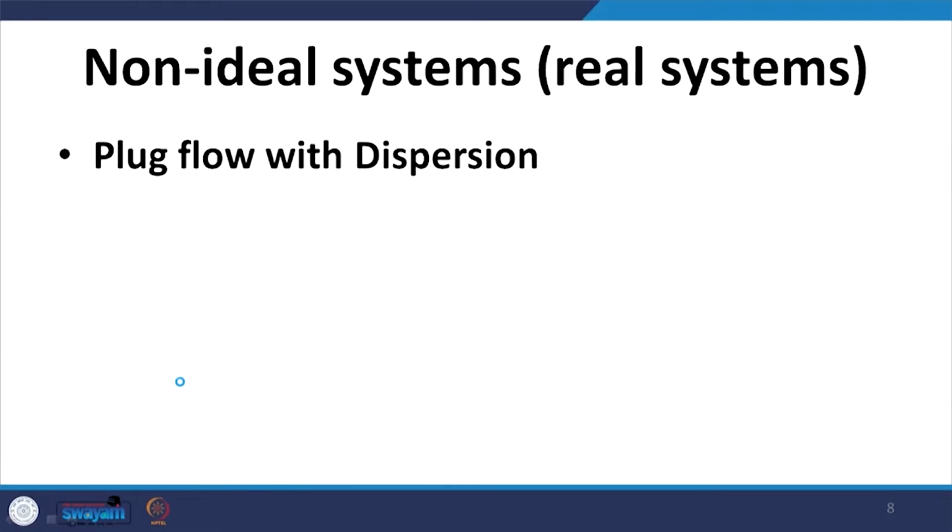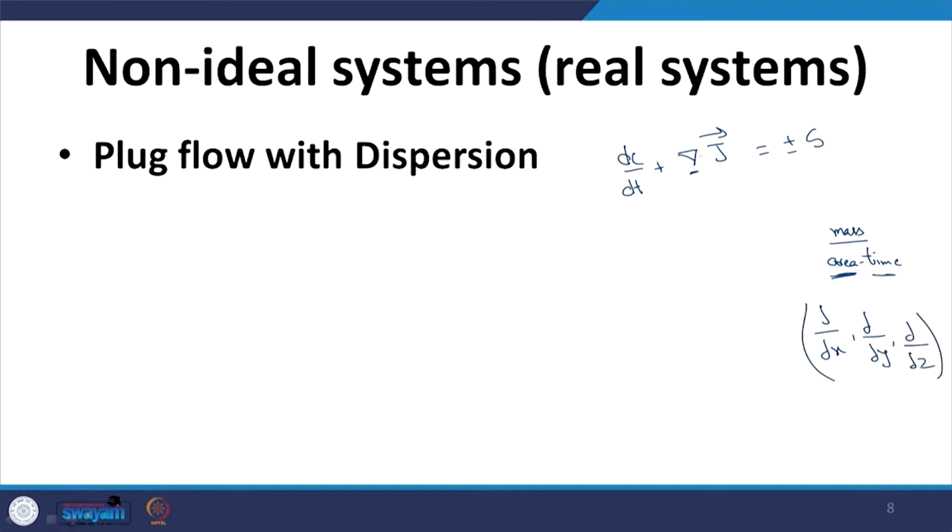Now, non-ideal systems, plug flow with dispersion, let us say. What is the fundamental mass balance equation? We know that it was dC by dt plus del product of flux. What is flux? Mass per area per time. How much mass is coming in through a particular area per time is equal to plus or minus sources or sinks.